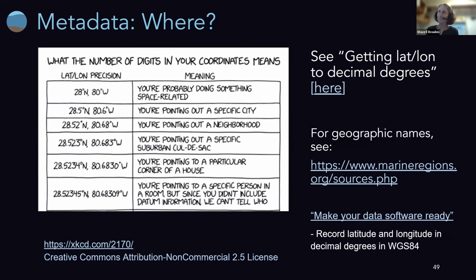Metadata where. So there's a great resource here about getting your lat-long to decimal degrees. This graphic is nice because it's basically talking about the precision, but there's something missing from the graphic, right? The graphic is using N and W for north and west, and for decimal degrees, I would recommend, of course, using the negative for the west and the south coordinates.